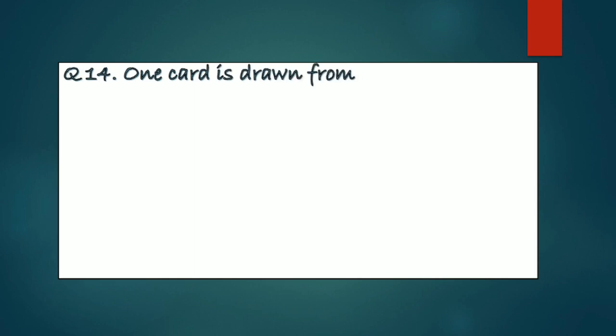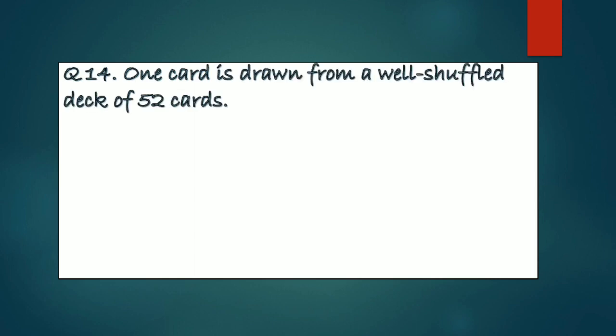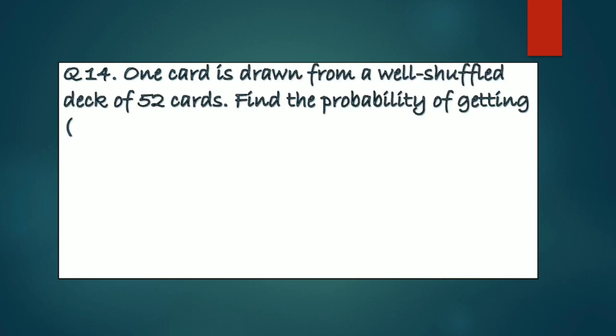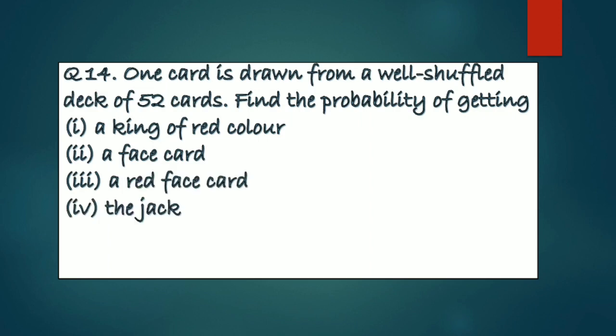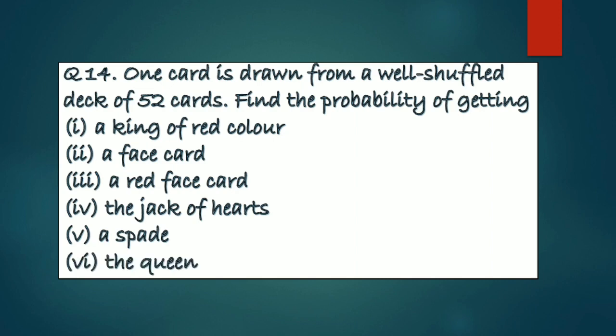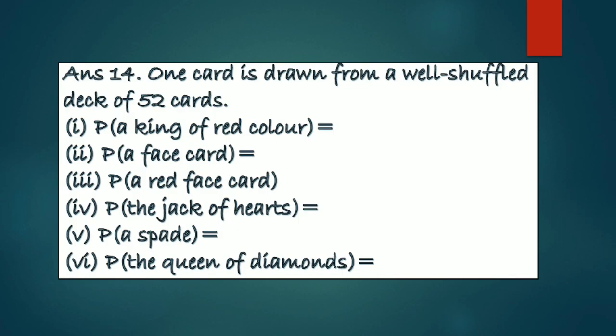Question number 14. One card is drawn from a well-shuffled deck of 52 cards. Find the probability of getting a king of red color, a face card, a red face card, the jack of hearts, a spade, and the queen of diamonds. Now when we shuffle the cards and one card is taken out, the total number of outcomes we have is 52.